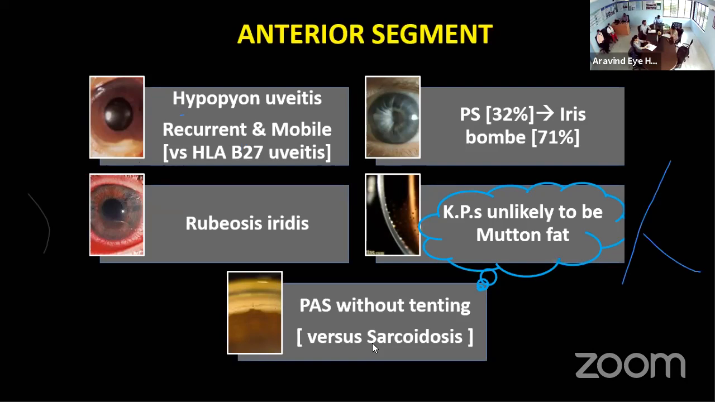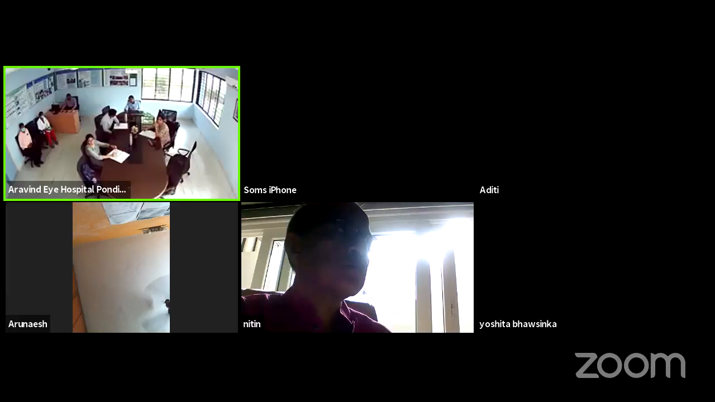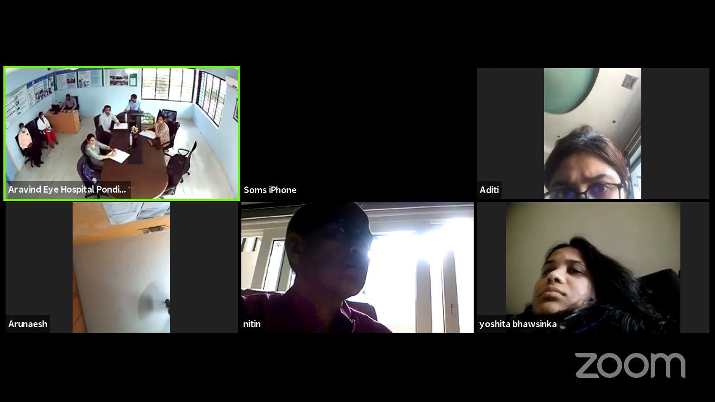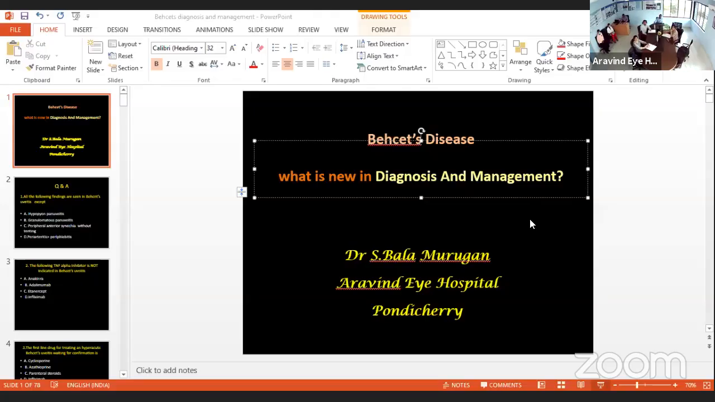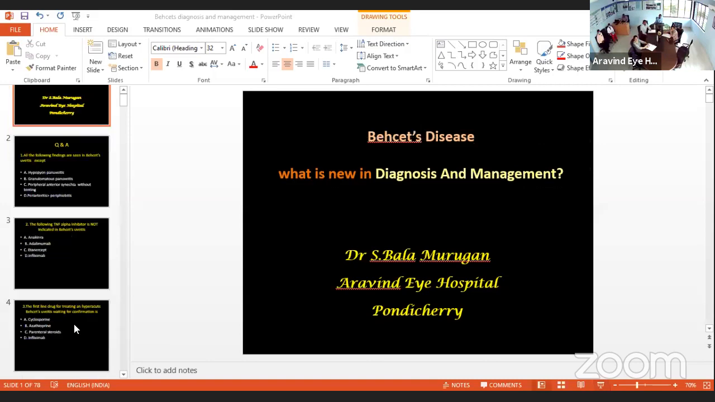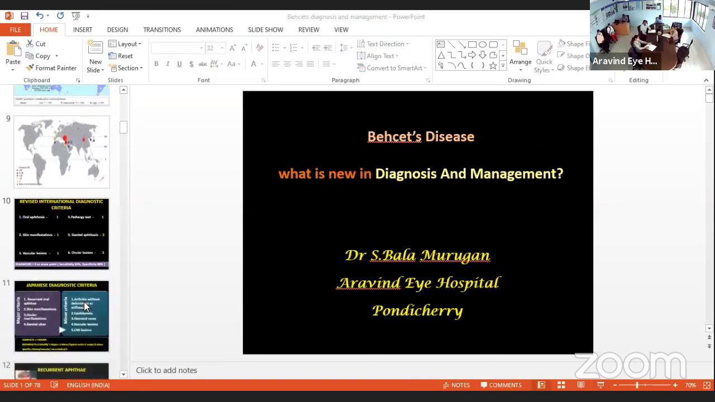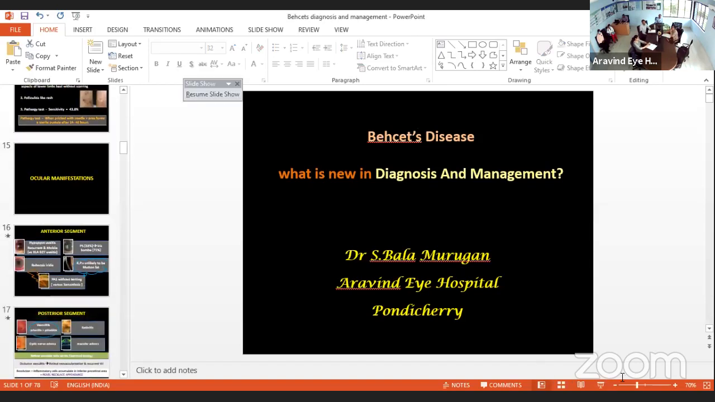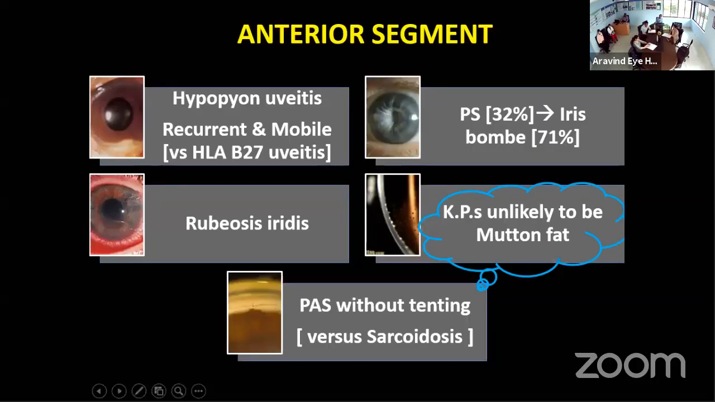To recap, name one another uveitis where granulomatous KP is unlikely. Can they answer? Can anyone try to answer? Name one another uveitis where the KPs cannot be a granulomatous type. Anyone in this audience? Yes. Good. HLA B27 cannot be granulomatous, but there is one exception of inflammatory bowel disease where it can be granulomatous.